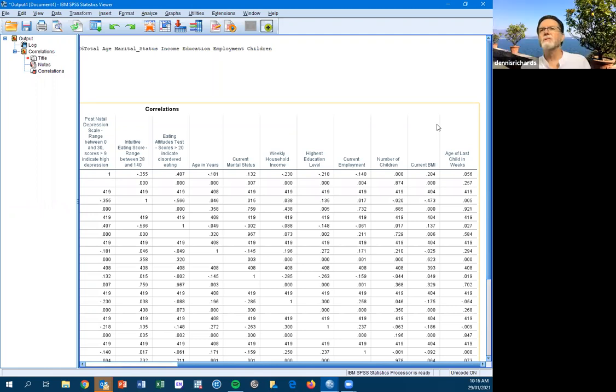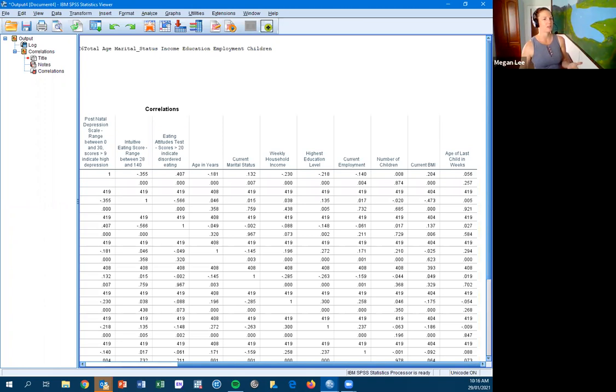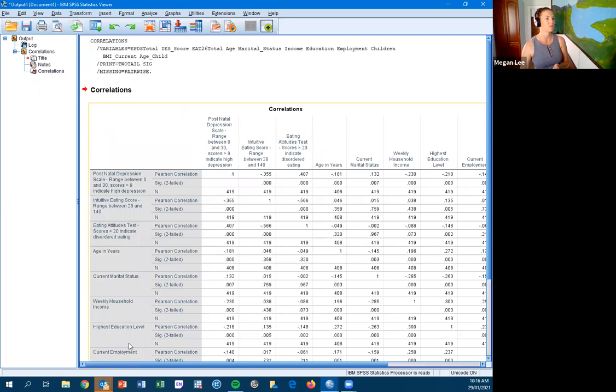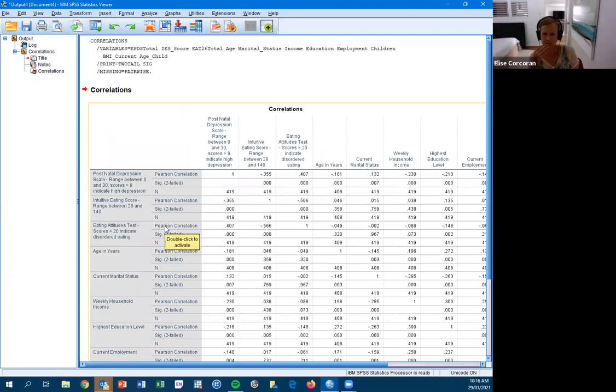It goes up very, very slightly, but it's not significant, so there's no relationship between the age of your last child and your depression levels. So would you just not say anything about it if you were reporting that? You just wouldn't comment on it? Yeah, it's not significant.